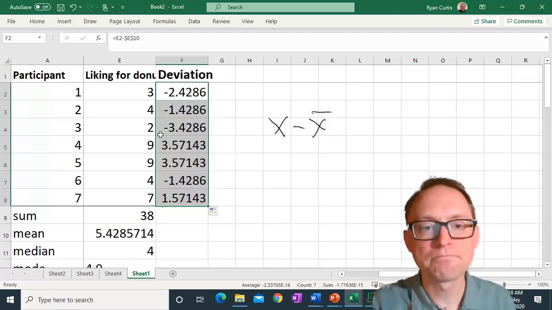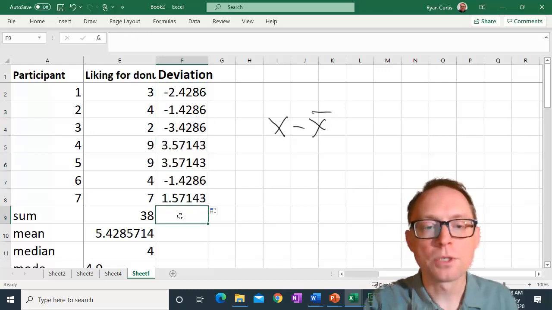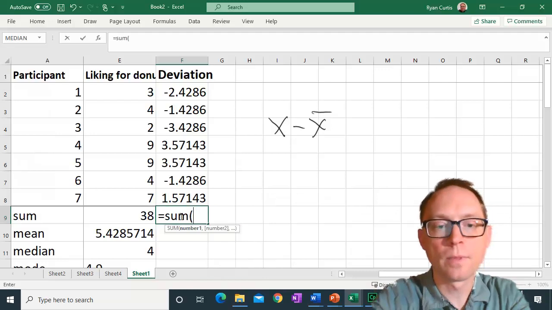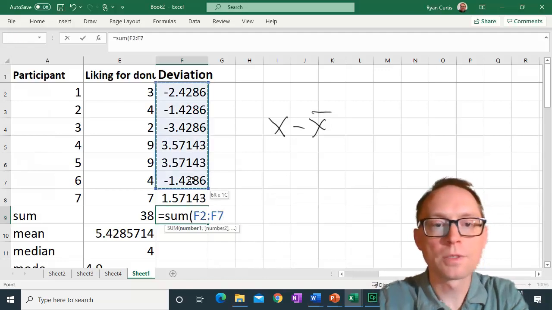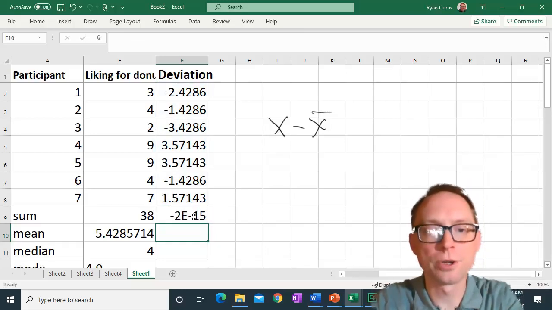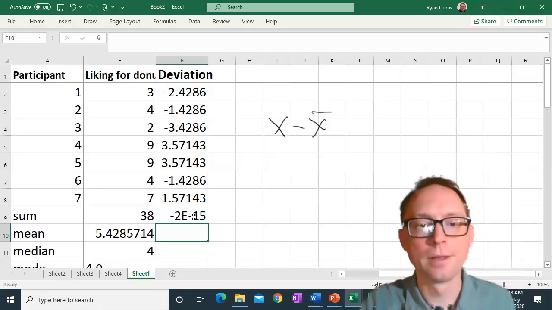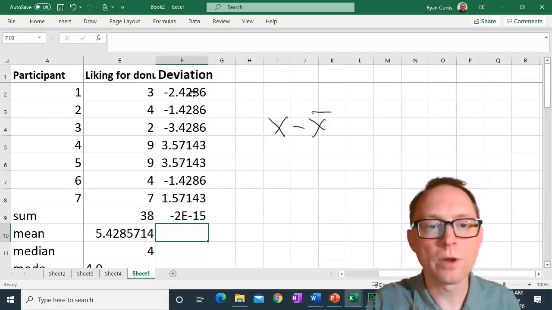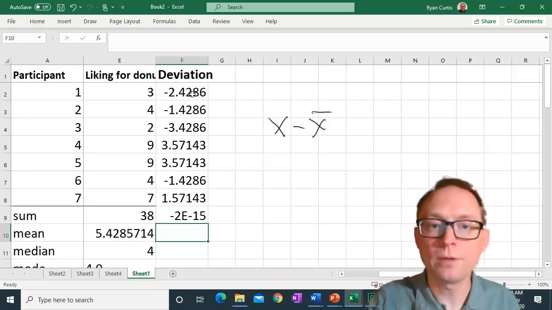Okay? Great. So when we add up the sum of all these deviations, it is 0, essentially. It's super close to 0. It's a rounding error by like negative 15 decimal places, right? So when we want to figure out how strange person number 1 is from being in the mean, we can't really do it because we can't find the average. Well, we can't do it yet.